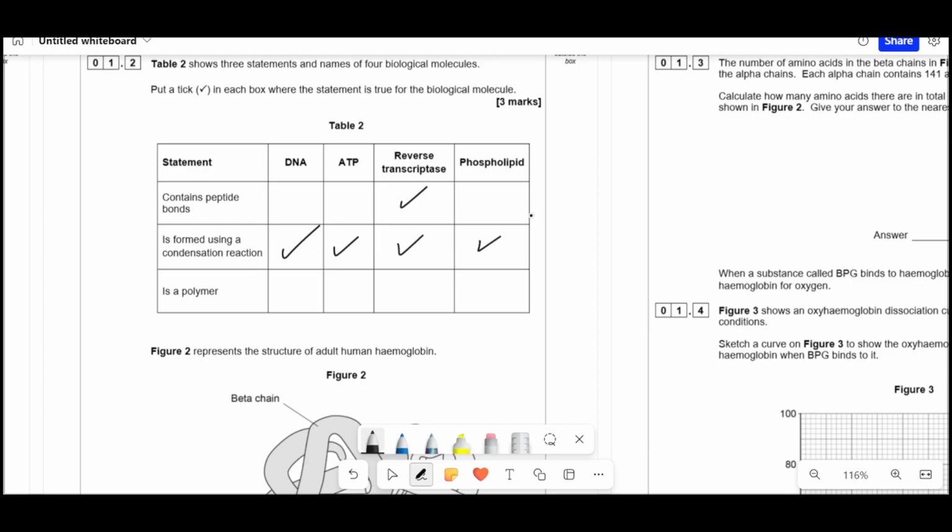Is it a polymer? A polymer, remember, by definition, has repeating units of the same thing over and over again, so lots and lots of amino acids. DNA is a polymer of nucleotides, so that's a yes. ATP is not a polymer because you've only got adenosine and 3 phosphates, so no. Reverse transcriptase is an enzyme, which is a protein, a huge number of amino acids bonded together, so yes. Phospholipids aren't, because you've got a glycerol, 2 fatty acids, and a phosphate group, so it's not a repeating unit.